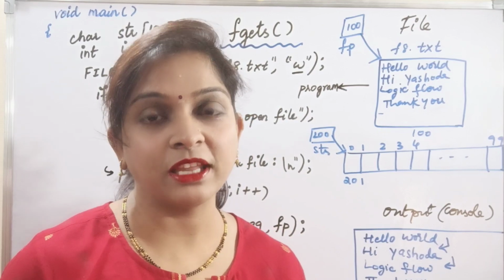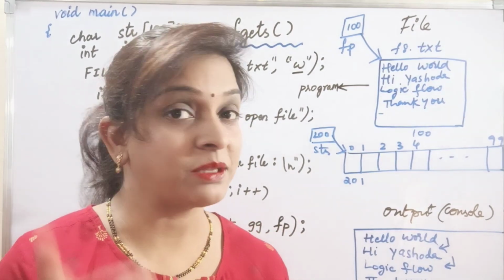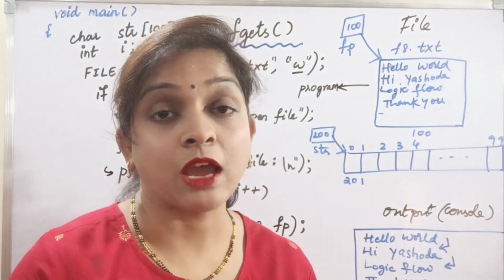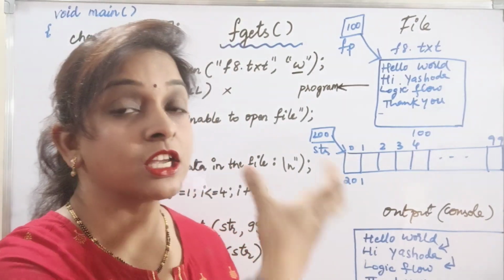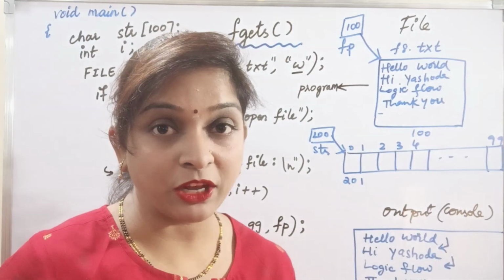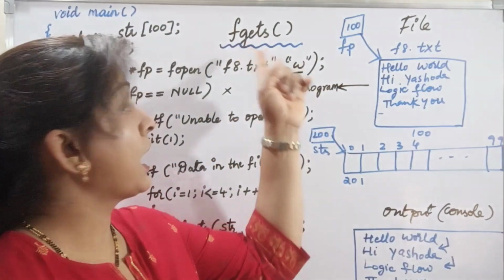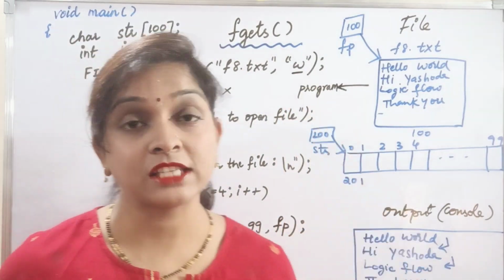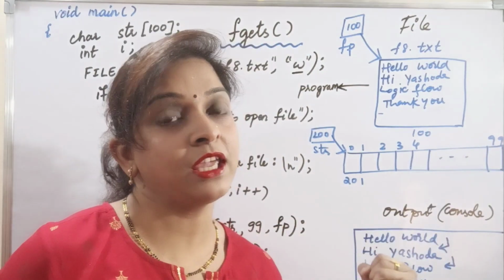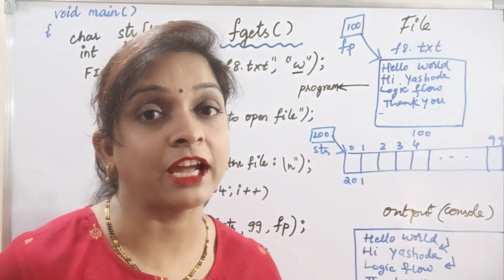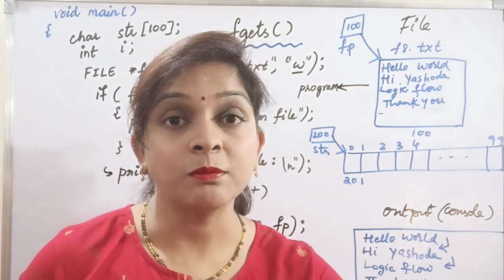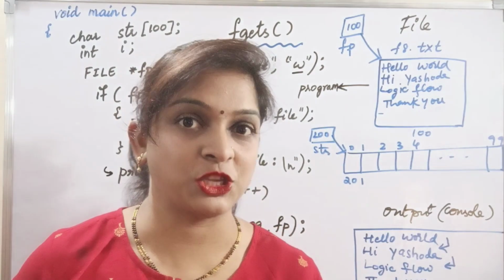In the series of learning programming in C, in the previous video, we discussed fputs. That is how to put the sequence of characters from the program to the file. Well, in today's video, we will discuss fgets. That is how to get the sequence of characters from the file to the program and how to put that onto the console. And we will also see the complete program with execution.